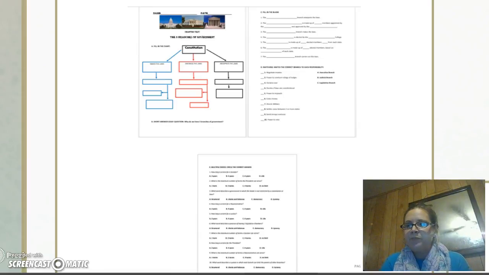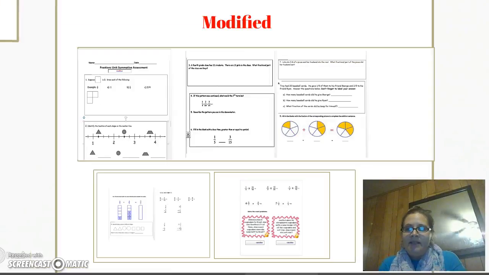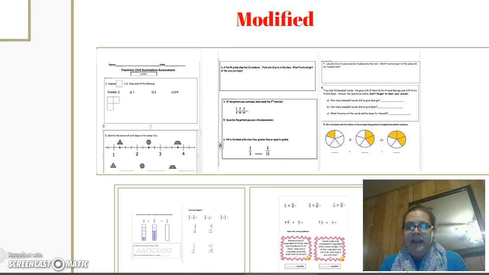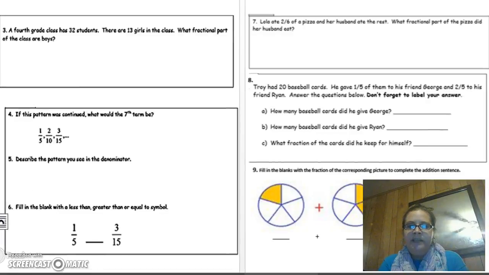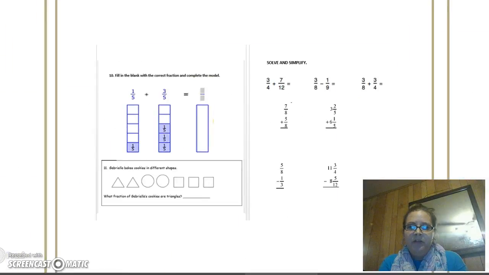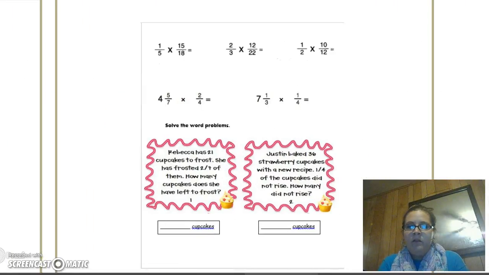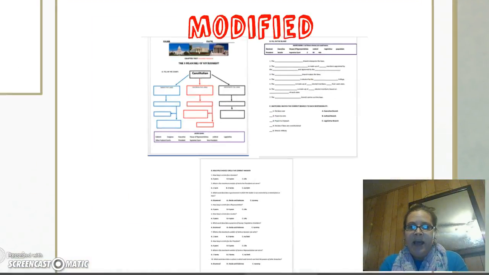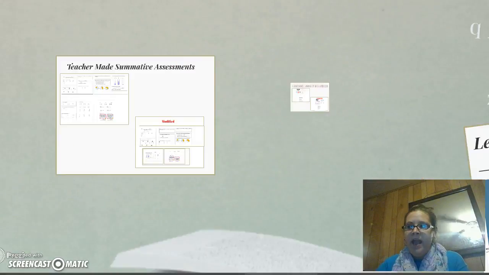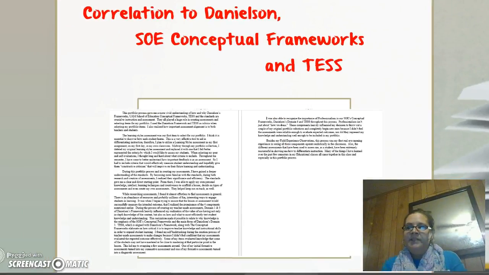To modify my summative assessments, I again just lessened the number of questions on the assessment as well as the difficulty level. And then on my civics assessment, in my multiple choice questions, I gave 3 choices instead of 4. And then I also provided word banks for the fill in the blank questions.